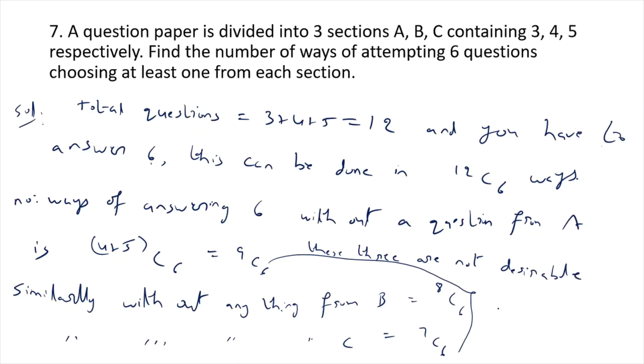Therefore, number of ways of answering is equal to 12 choose 6 minus 9 choose 6 plus 8 choose 6 plus 7 choose 6. So we have to remove these three non-desirable ways. If you remove these three non-desirable ways, the rest of them are desirable ways. In the remaining ways, you can answer 6 questions with at least one question from each group.